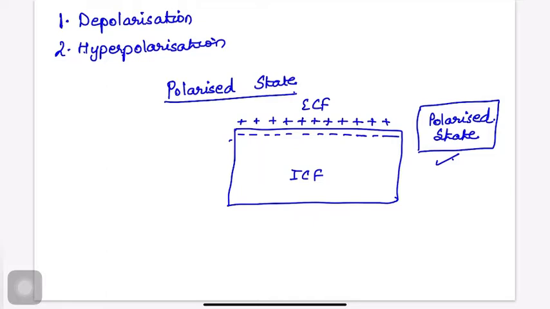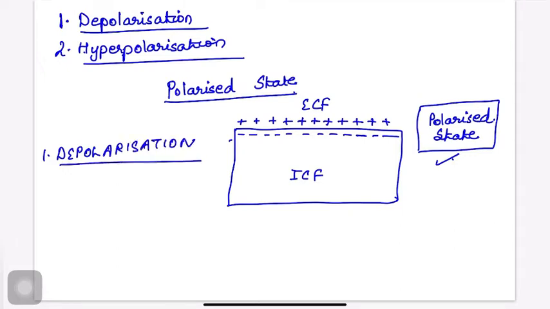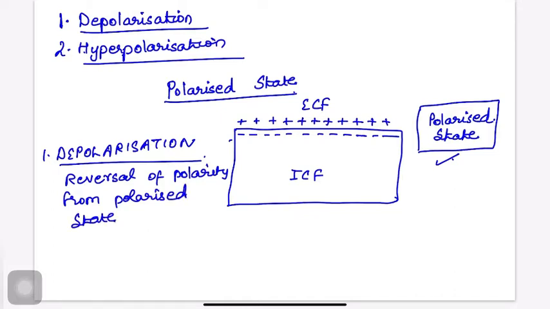So by this, can we say what depolarization is and what hyperpolarization is? First, what is depolarization? Depolarization is quite easy, we can get it from the term, right? Depolarization is the reversal of polarity from the polarized state. When the polarity of the membrane gets reversed from the polarized state, we call it depolarization.